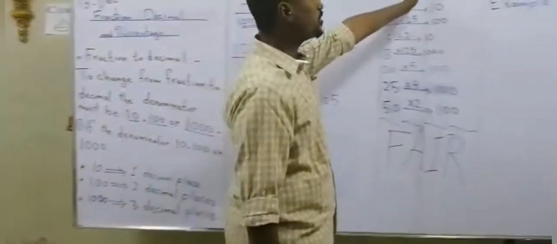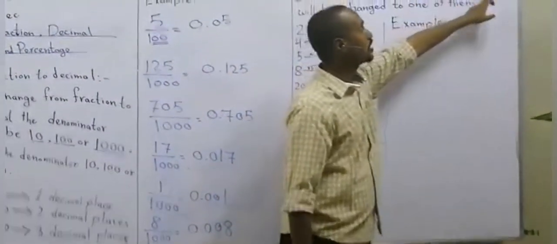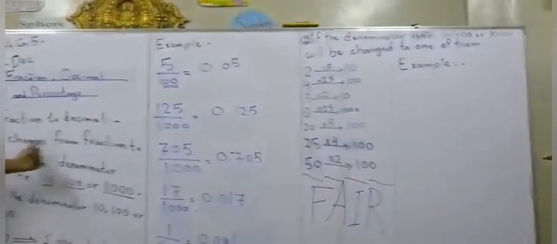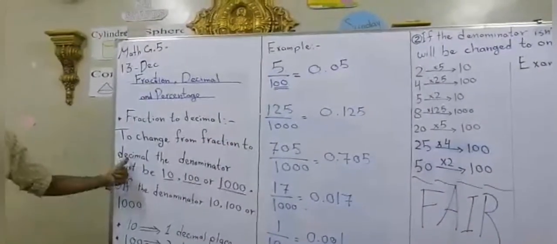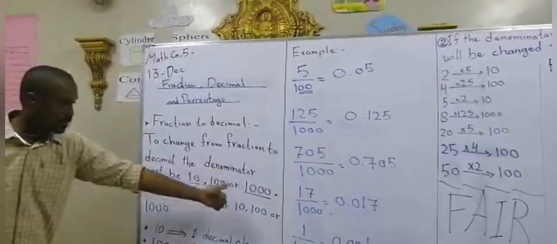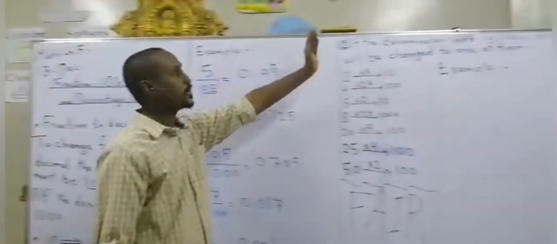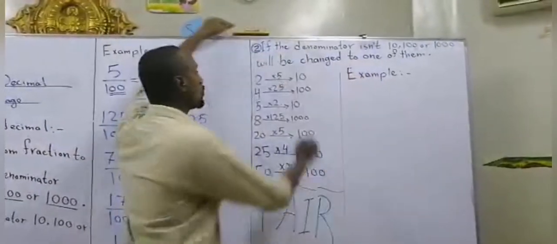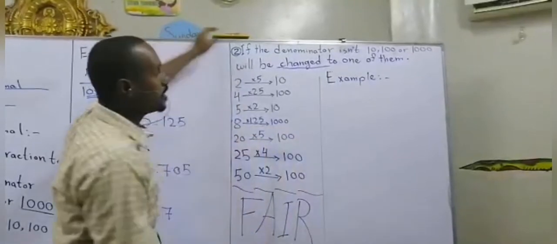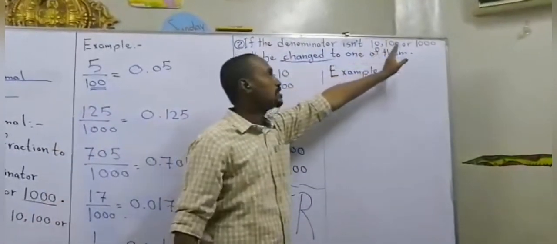So, if the denominator is not 10, 100, 1000, what should I do? I said from the beginning, to change from fraction to decimal, the denominator must be what? 10, 100, 1000. So, if it's not 10, 100, 1000, I'm going to change it to be one of these.